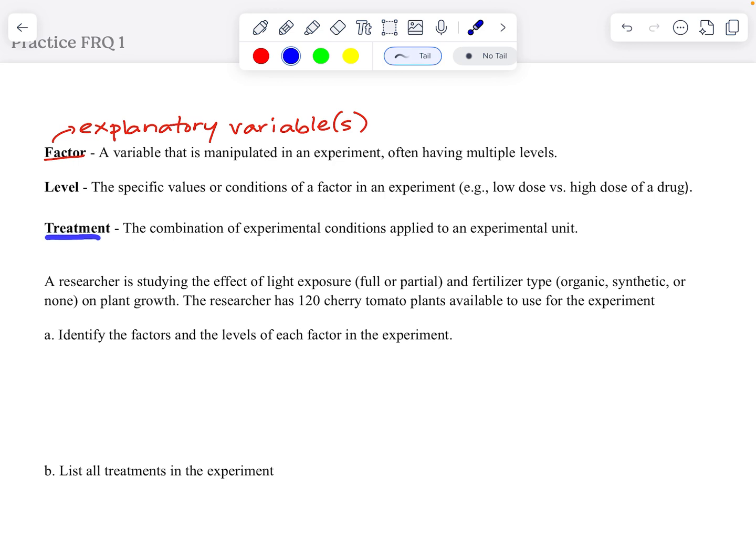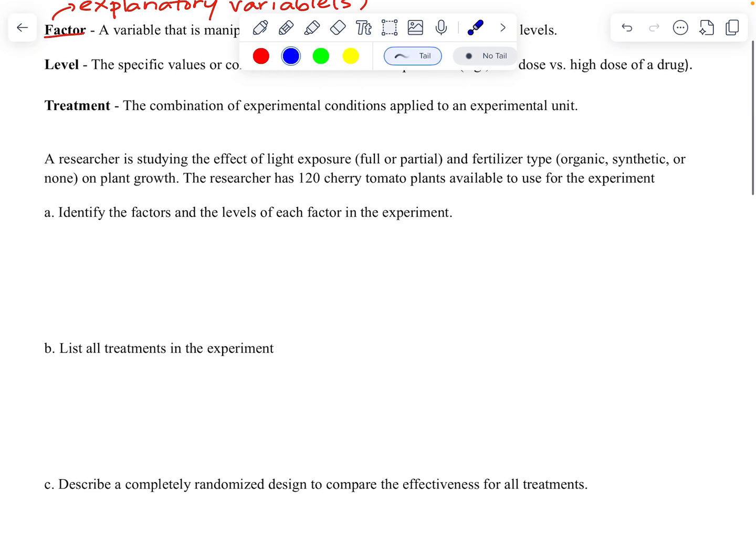Lastly, we have treatment. A treatment is the combination of experimental conditions applied to an experimental unit. So the treatment is the combination of levels that work together to make up that specific treatment. All three of these are going to make more sense in the context of a problem. So let's go ahead and look at the context that we have for ourselves here.